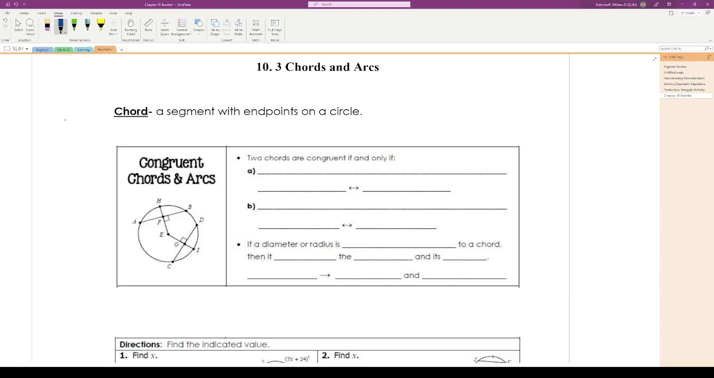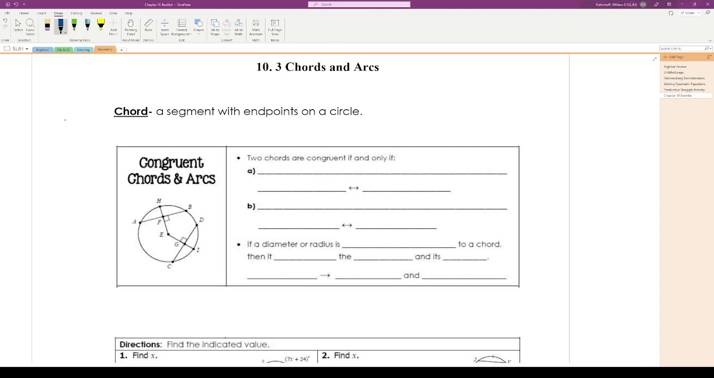All right, in today's notes, we're going to talk more about parts of circles. We've already introduced chords and arcs, but today we're going to talk about some properties that these things have. As a reminder, a chord is simply a segment that starts and ends somewhere on the circle. It could be short, it could be long, it could be a diameter if it goes through the center, but a chord is just any connection of two points on the circle.